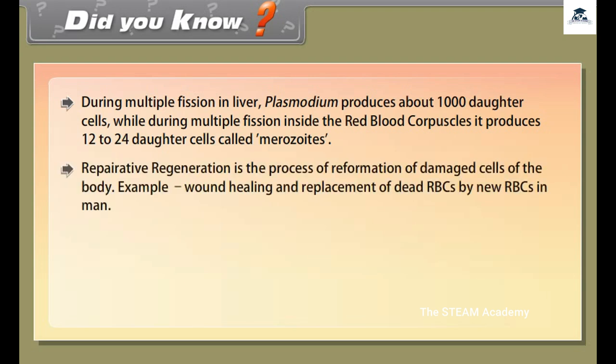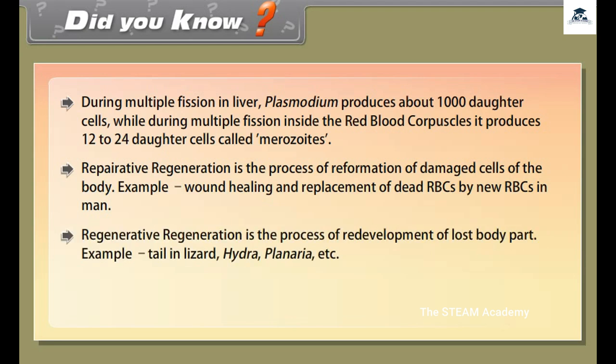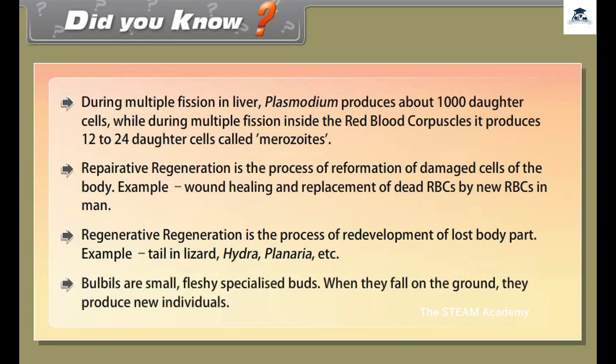Reparative regeneration is the process of reformation of damaged cells of the body. Example, wound healing and replacement of dead RBCs by new RBCs in man. Regenerative regeneration is the process of redevelopment of a lost body part. Example, tail in lizard, hydra, planaria, etc. Bulbils are small, fleshy, specialized buds. When they fall on the ground, they produce new individuals.